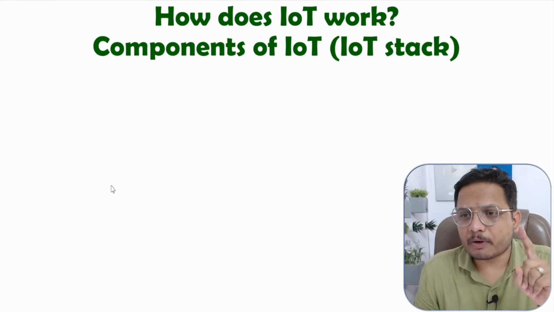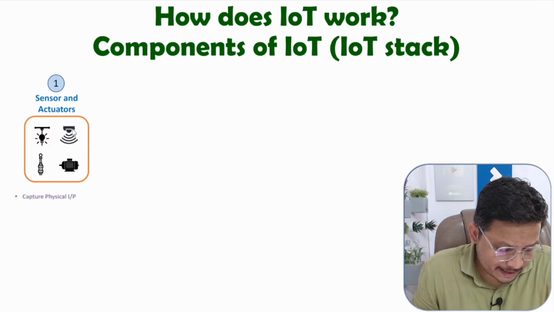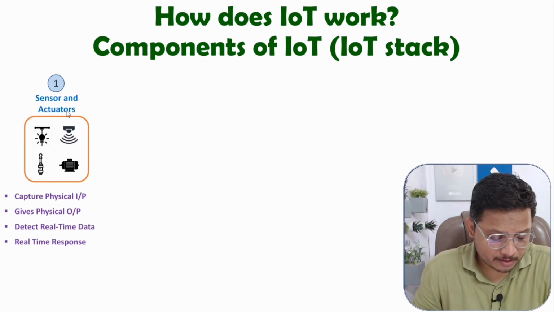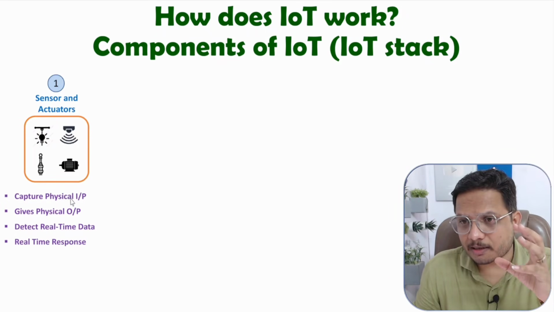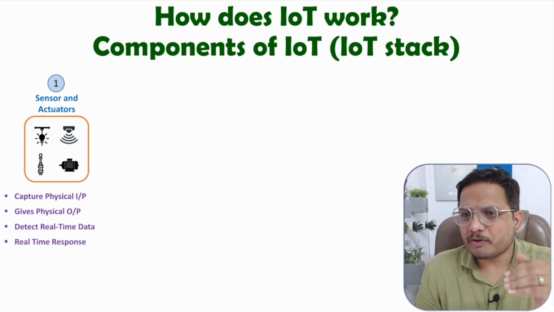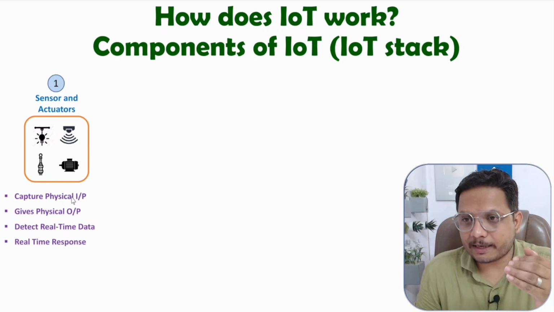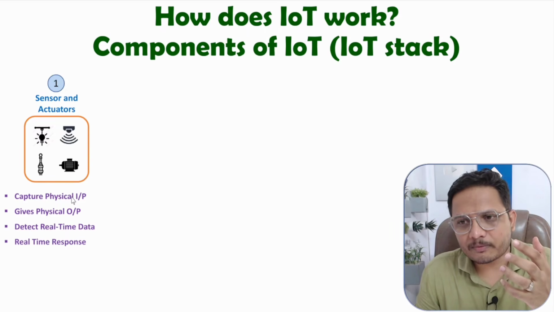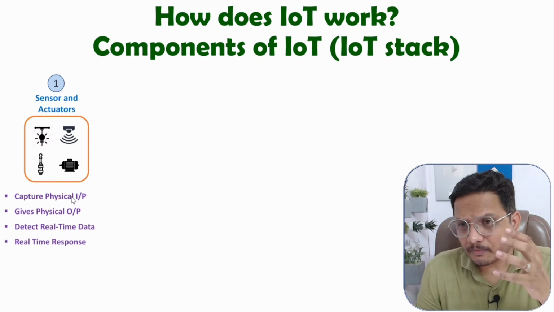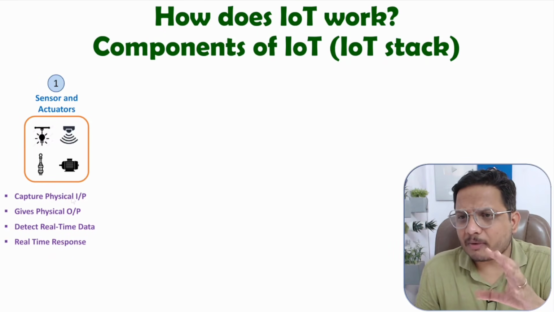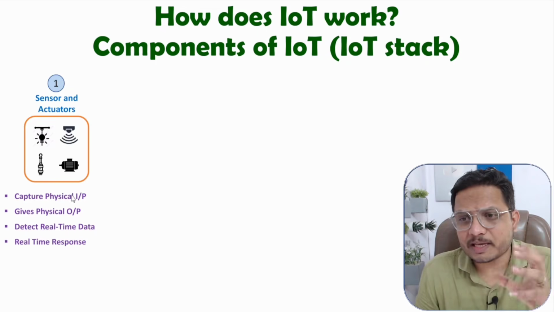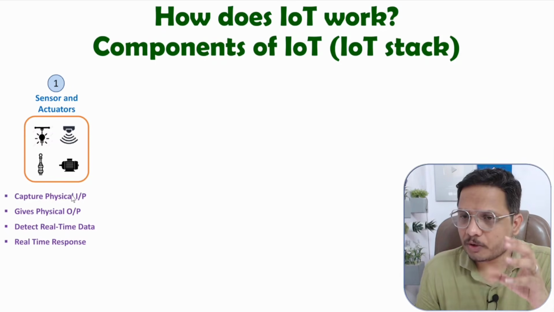So the first major component of IoT is sensors and actuators. Sensors are used to capture physical input. Like if you want to capture temperature, then you will be using a temperature sensor. If you want to measure weight, then you will be using a load sensor. If you want to capture leakage of gas, then you will be using a gas sensor. Likewise, to capture any physical entity, you need to use sensors.